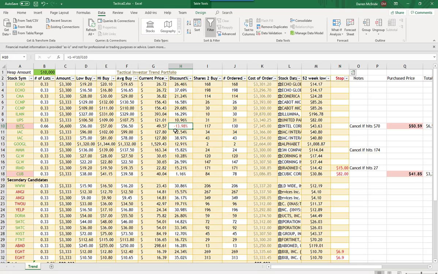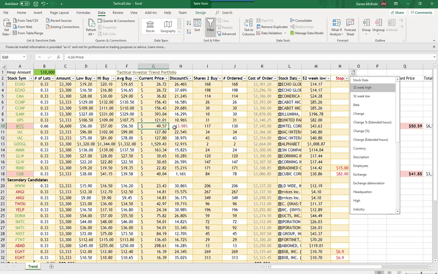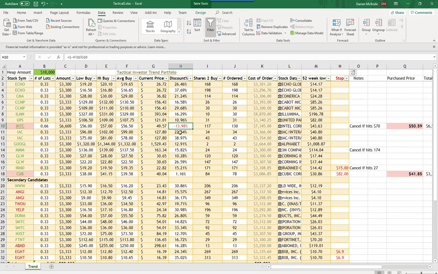they go negative. And actually in this case, red is a good thing because the Intel recommendation was to purchase at an average buy price of $56.50, and you can see that the current price is $49.57. So what this red negative 13.98% indicates is this is a strong buy for Intel.